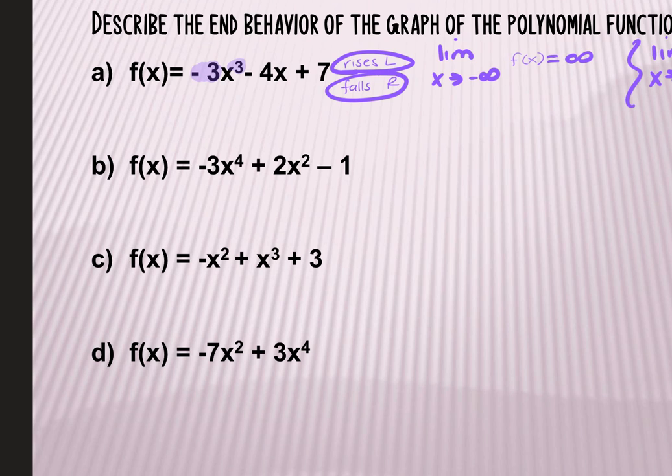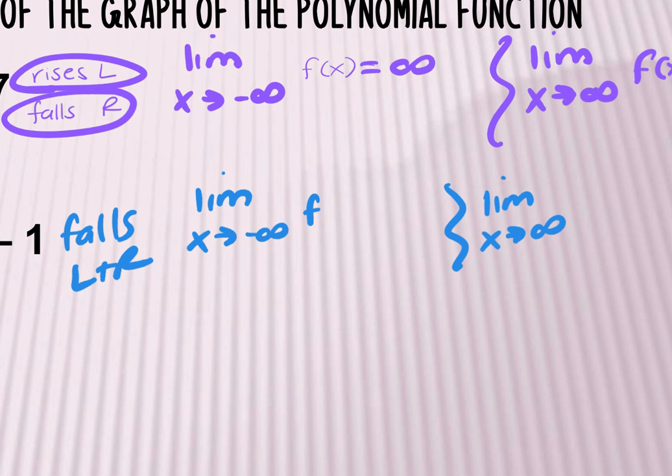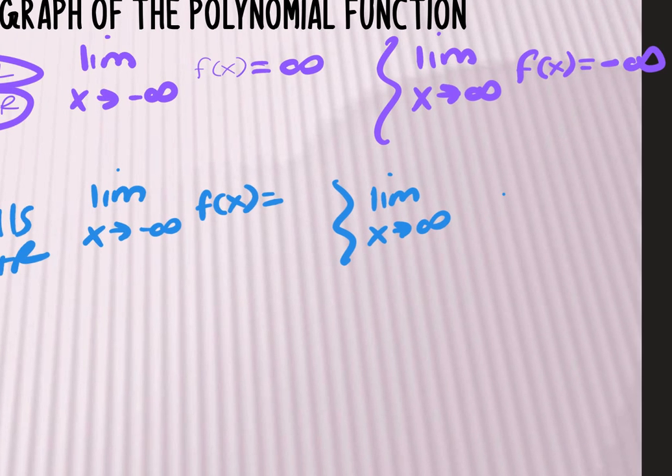Okay, go to B, highest exponent. 4. What's true about the arrows if it's even? They're the same. Both up or both down. Now I go negative 3 on the front. So what's happening? Falls left and right. They both point down. So my limit as x approaches negative infinity and my limit as x approaches positive infinity, f of x would equal what for both? Positive infinity? Nope, it's falling. Oh, negative. Negative infinity. Down, negative infinity. Up, positive infinity.